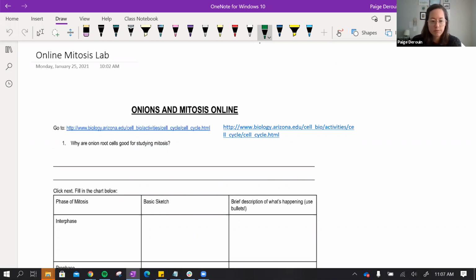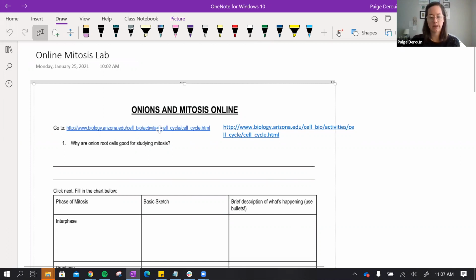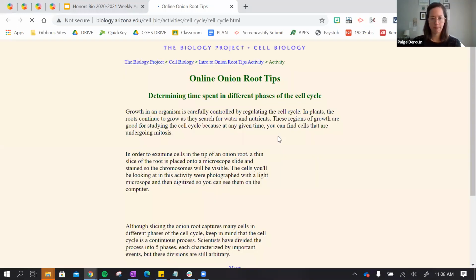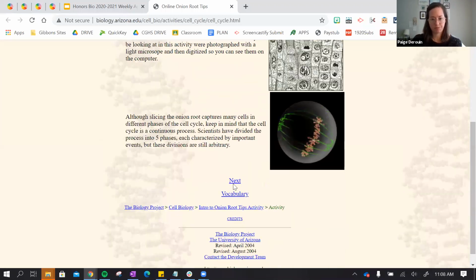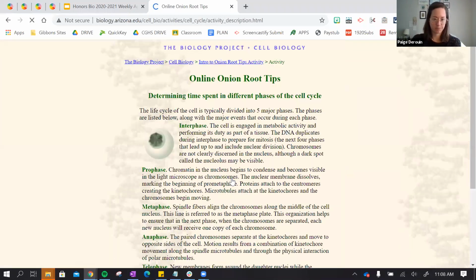Okay. So first of all, I printed this to OneNote. So the link that's right here is not going to work, but the link next to it does work. So click that and it will take you to this website. As you go through it, there are a few different questions for you to answer in your document. So actually read this because it will give you the answer. When you're ready, click next.